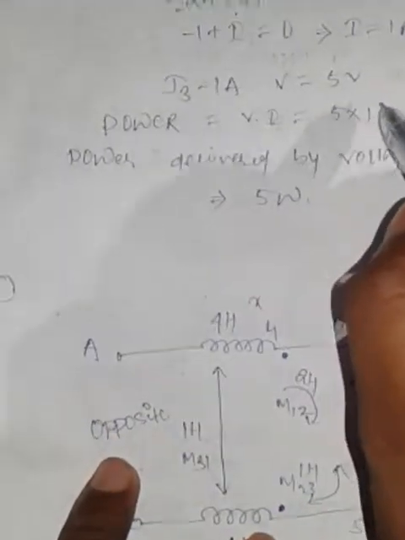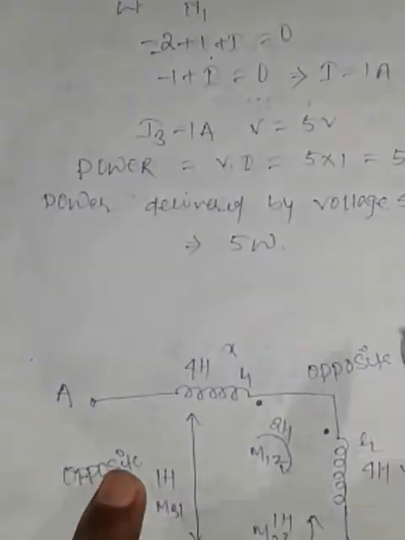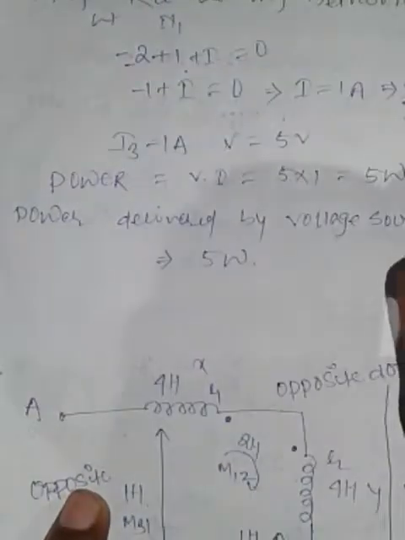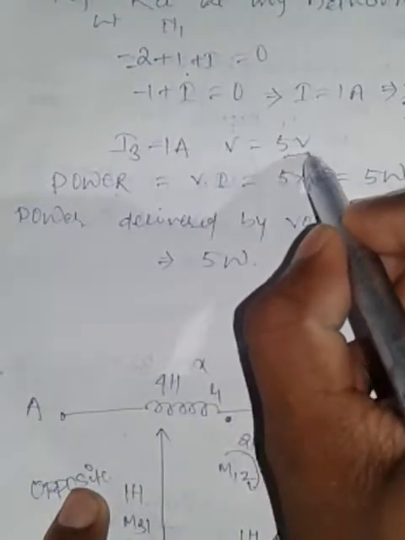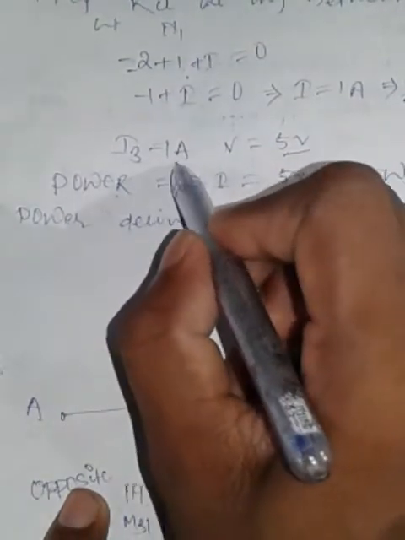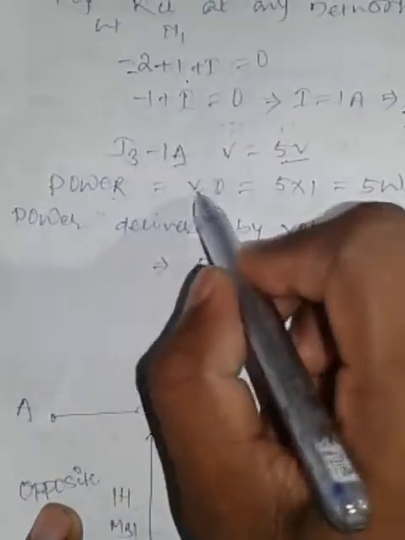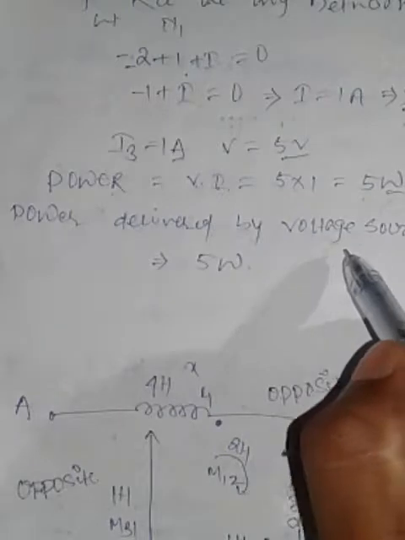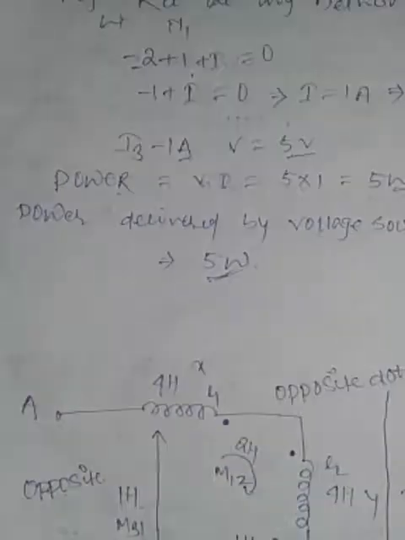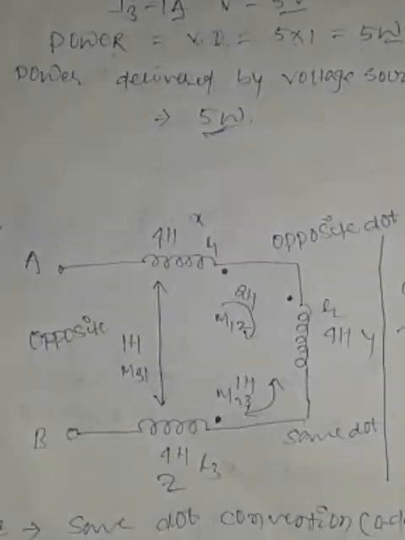So the current flowing through the voltage source will be 1 ampere, and the voltage source is 5 volt, given. I3 current is 1 ampere, so the power will be V into I. So 5 into 1 is 5 watt. So the power delivered by the voltage source will be 5 watt. Come to the next question.